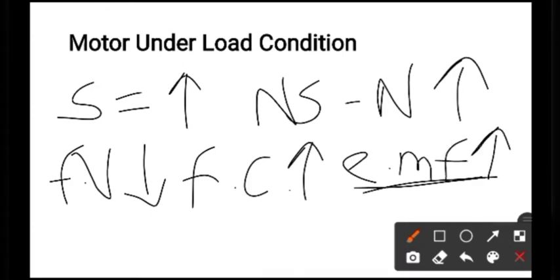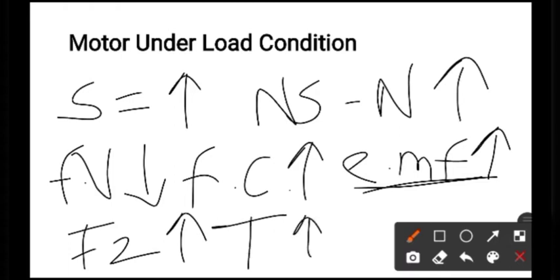When the EMF induced in the conductor increases, at that time the current increases, that is, the rotor current increases. Therefore the motor will produce more torque and it will match the load torque. That is, this condition is satisfied when motor torque and load torque are both matched. The speed of the motor is constant.